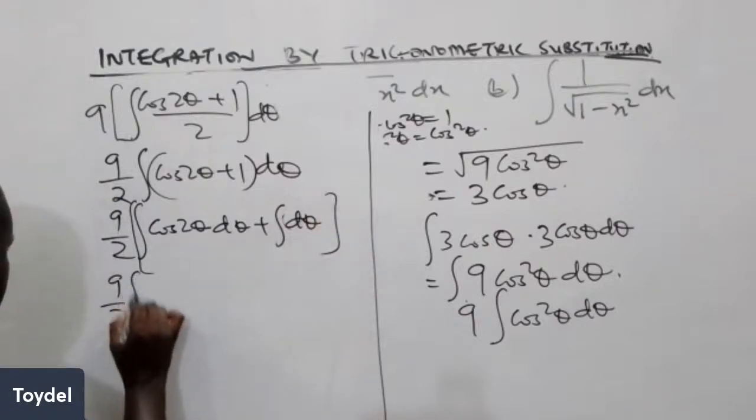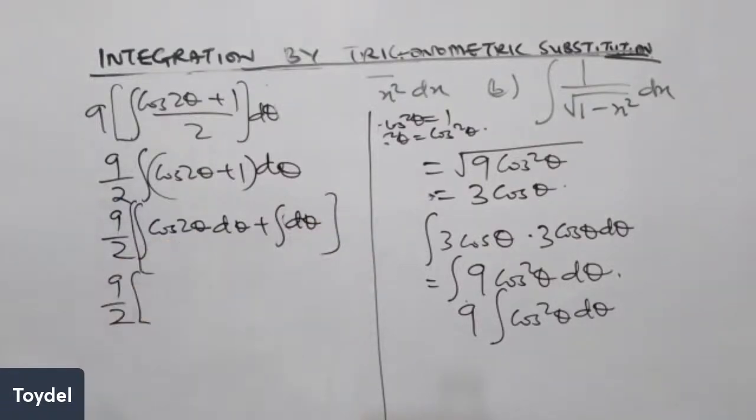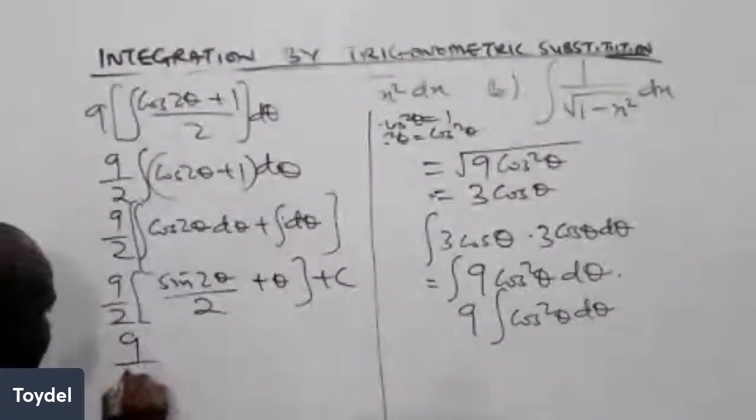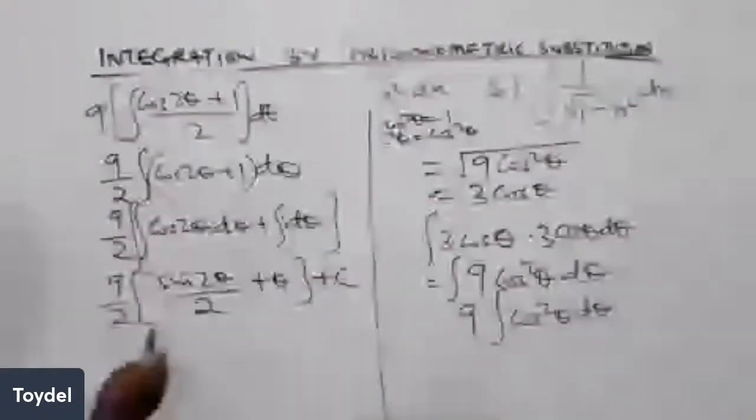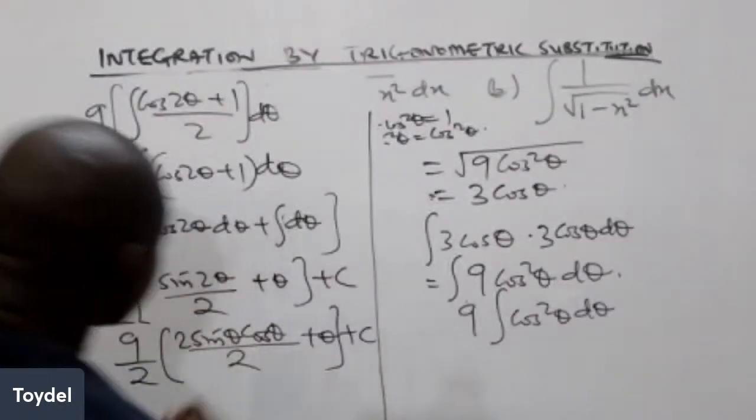9 over 2 will now be equal to, if I integrate cos 2 theta d theta, I'm going to get sine 2 theta all over 2. So here I can rewrite sine 2 theta as 2 sine theta cos theta all over 2, plus theta, plus arbitrary constant. It is possible to do that.